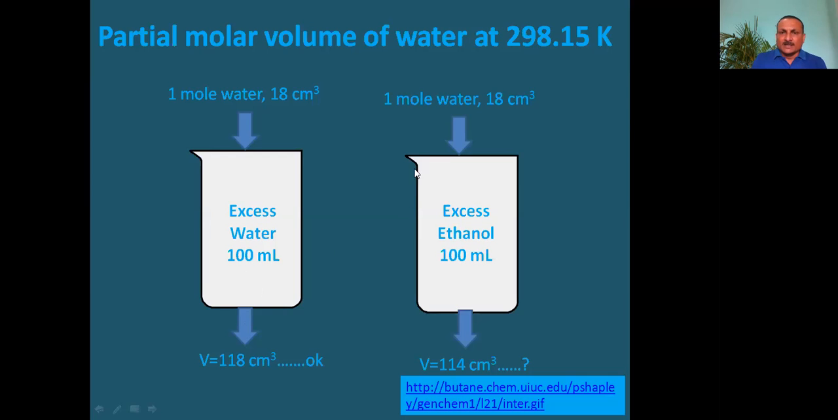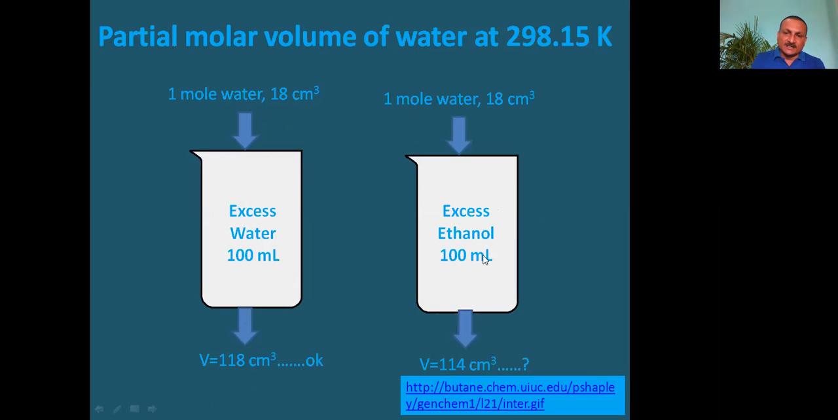On the other hand, if 1 mole of water, that is 18 cm cube of water, is added in excess of ethanol, then the volume does not become 118, but it becomes 114. This is because of the different interactions between the different molecules of ethanol and water. When water is added in water, it just goes on adding, and we get 18 cm cube as the partial molar volume of water.